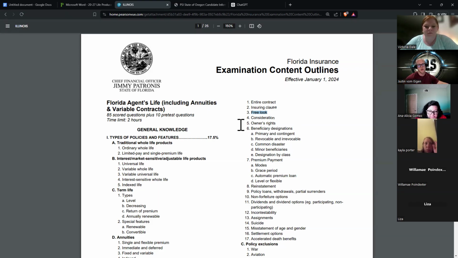Beneficiary designations. There are primary beneficiaries. A primary is the first person to receive money if the insured dies. The contingent is the person who gets the money if the primary is dead. So the contingent gets it next. Primaries first. There can be multiple primary beneficiaries. Say there are 2 primary beneficiaries, they may have them split 50-50. But if there's a primary beneficiary and a contingent, the contingent is only going to get money if the primary is dead.